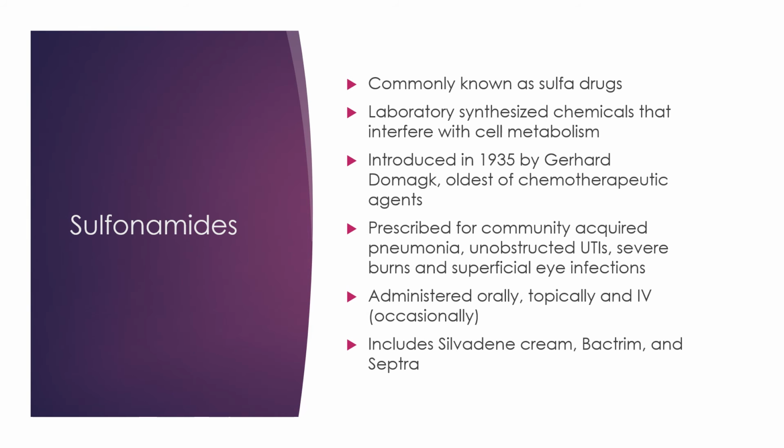Okay, next we have the sulfonamides. These are commonly known as your sulfas or your sulfa drugs. They are laboratory synthesized chemicals, and they interfere with cell metabolism. They were first introduced in 1935 by Gerhard Domagk. So they are the oldest of the chemotherapeutic agents.